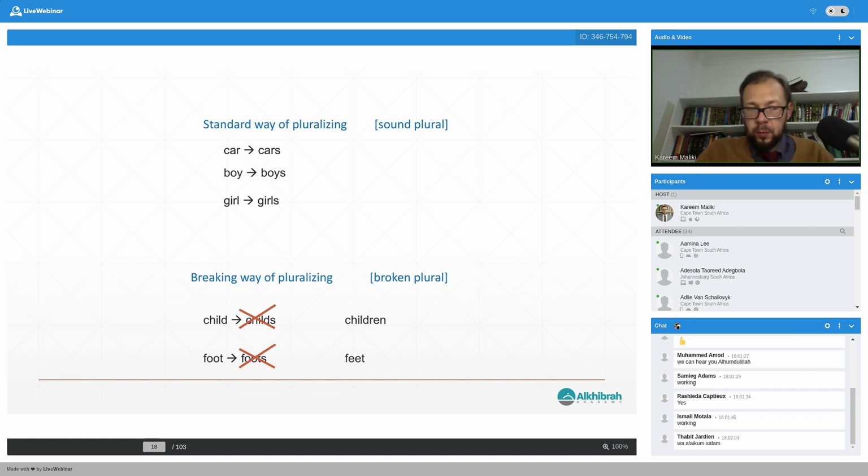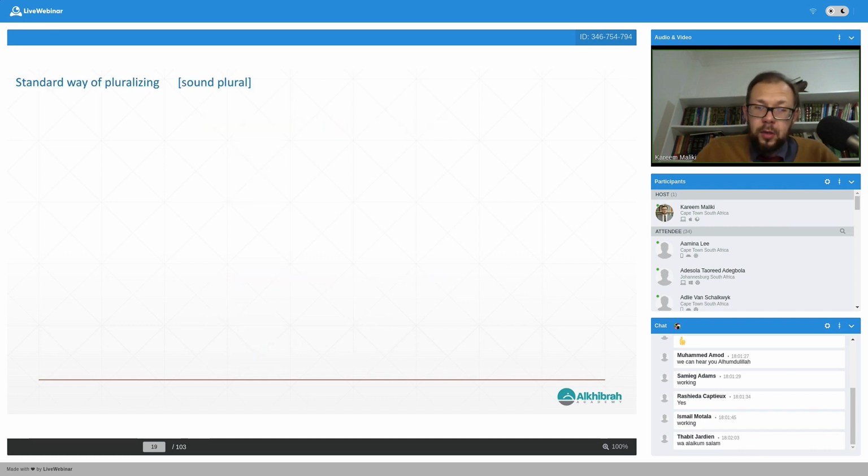So we have the standard way of pluralizing, one rule. In English, it can be S. In another language, it can be something else. But either way, it is one simple rule. You take one, you add something, you change something, and now you have many. One car, many cars, and so on. And the broken plural is when there is no one rule, but you have to remember what the broken form is. So this is the standard plural and broken plural, using English as an example.